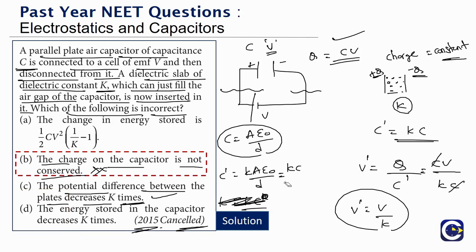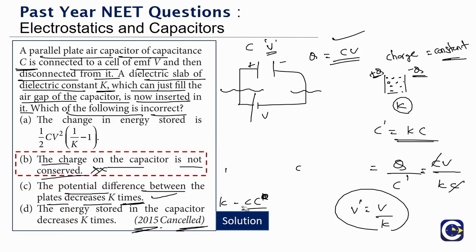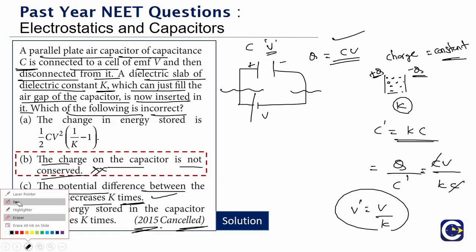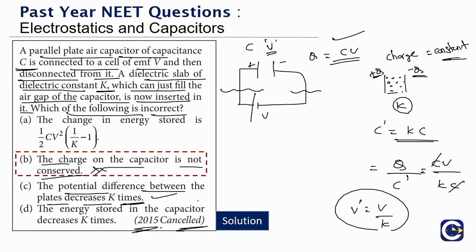Next we look at option D. What is option D talking about? Option D is talking about the energy. The energy stored in the capacitor decreases by K times. What is the energy formula in terms of charge? Because charge is remaining constant, it is easy to work with the charge. What is the original energy?